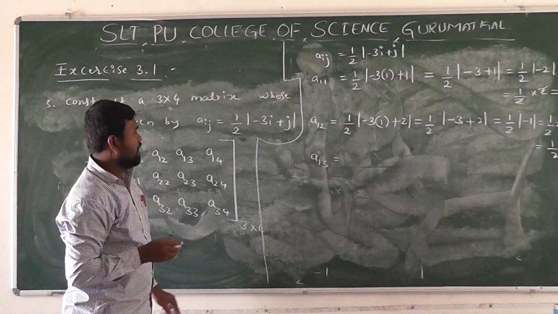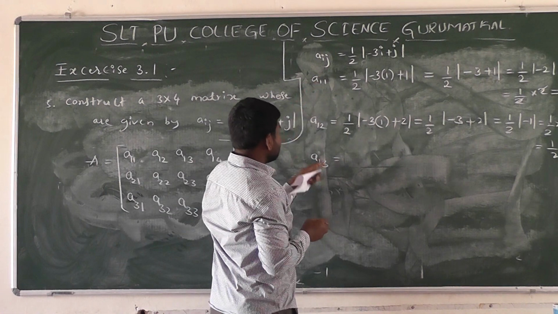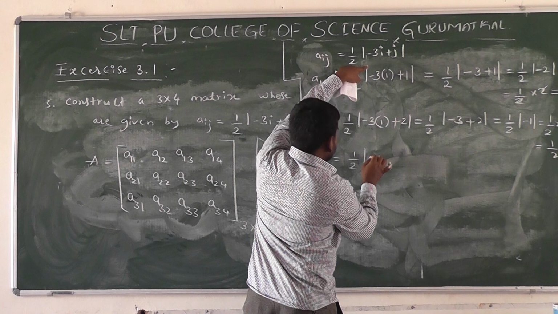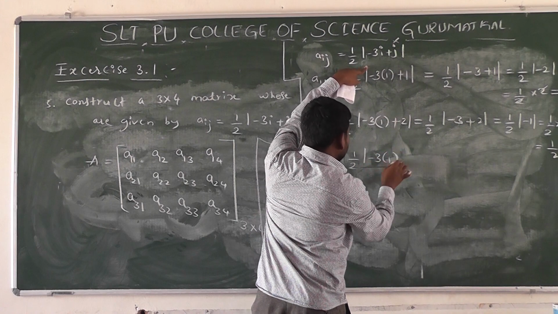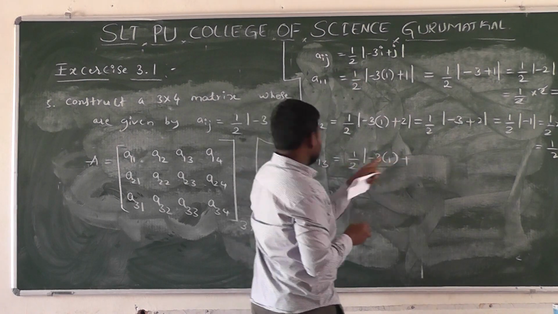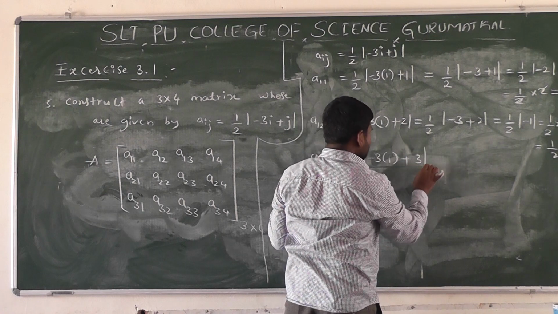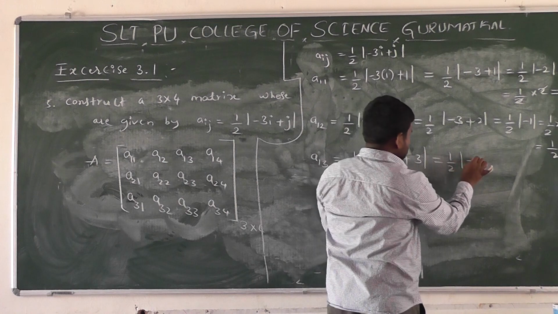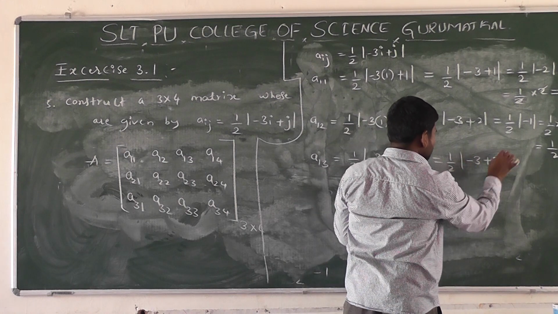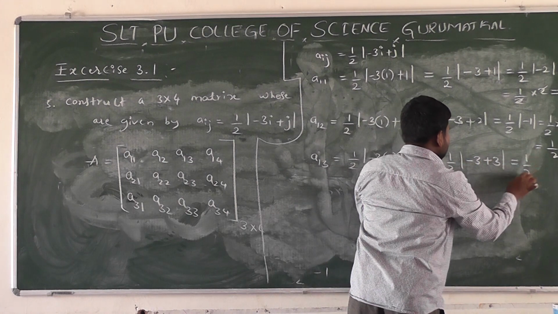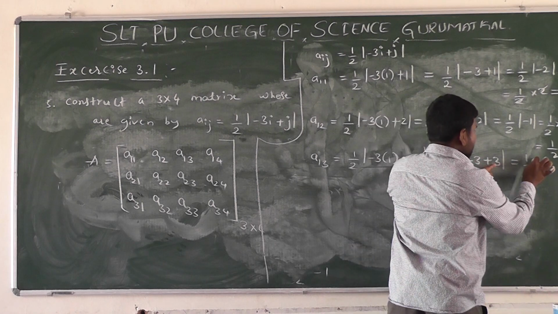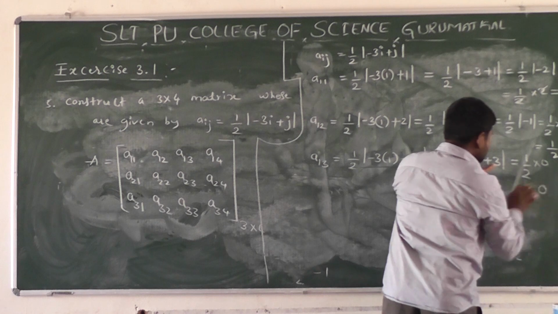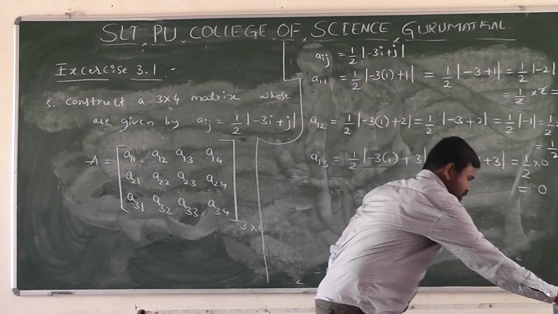Next, A13. I is nothing but 1 and j is nothing but 3. 1 by 2 modulus of minus 3 into 1 plus j, here 3. 1 by 2 modulus of minus 3 plus 3, right? Minus 3 plus 3, how much here? 0. Any number into 0 is nothing but 0.